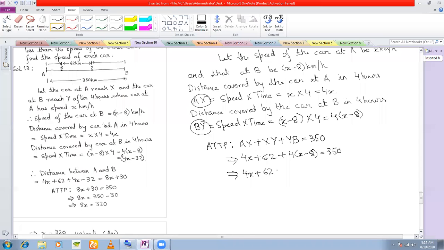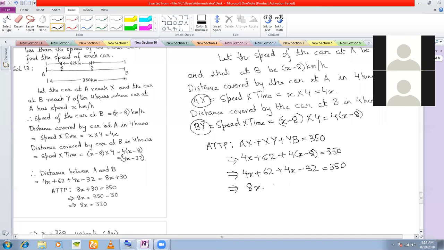Let us solve this equation then. Plus 4 into minus 18 minus 32. 4x plus 4x will give you 8x. And 62 minus 32 will give you 30.